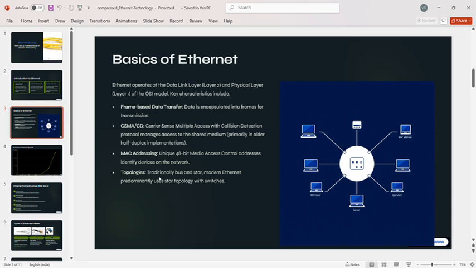Next, topology. What is the topology? In the traditional way, we used bus and star topology, but modern Ethernet predominantly uses star topology with switches. The switch is like the central server, and all the devices are connected to it like a star. This is the star topology we use in current Ethernet.